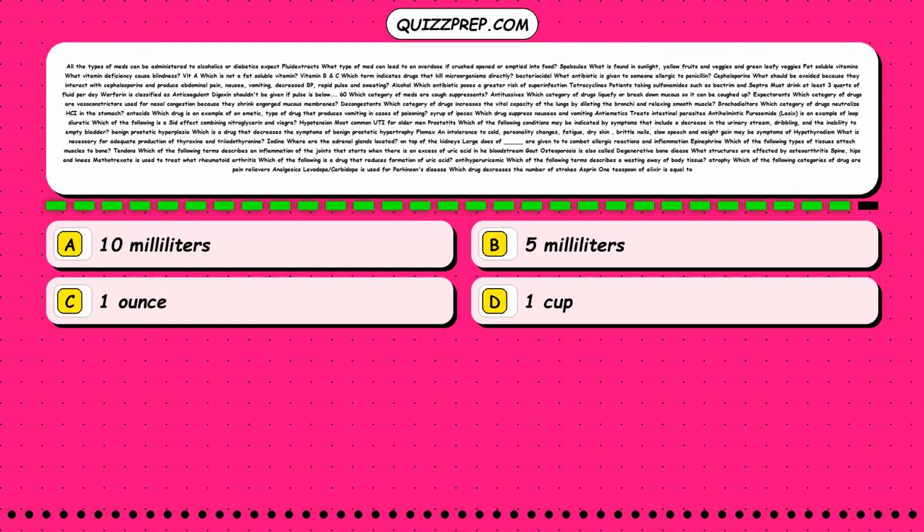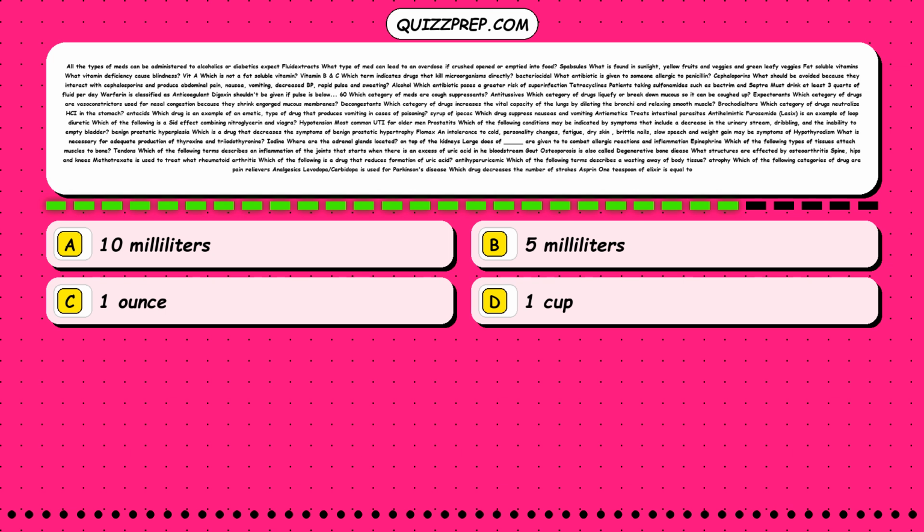Question 358. All the types of meds can be administered to alcoholics or diabetics except fluid extracts. What type of med can lead to an overdose if crushed, opened, or emptied into food? Spansules. What is found in sunlight, yellow fruits and veggies, and green leafy veggies? Fat-soluble vitamins. What vitamin deficiency causes blindness? Vitamin A. Which is not a fat-soluble vitamin? Vitamin B and C. Which term indicates drugs that kill microorganisms directly?